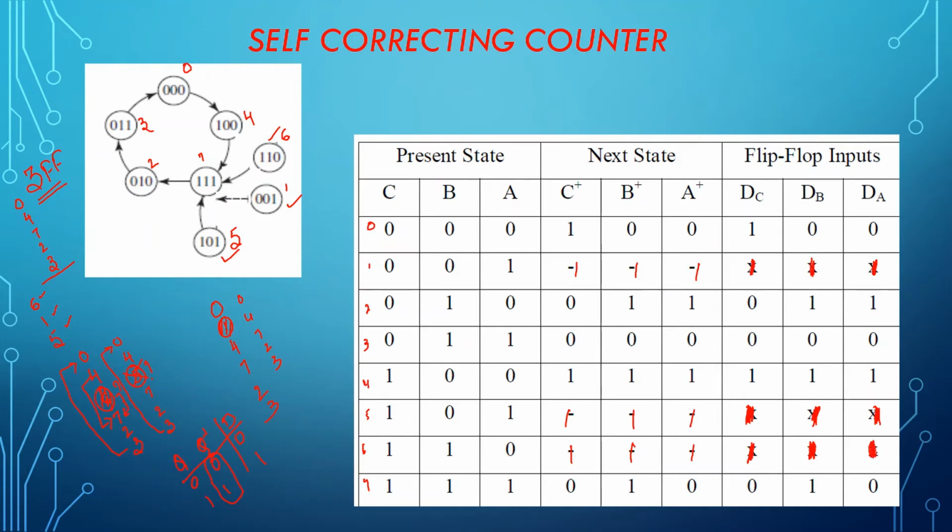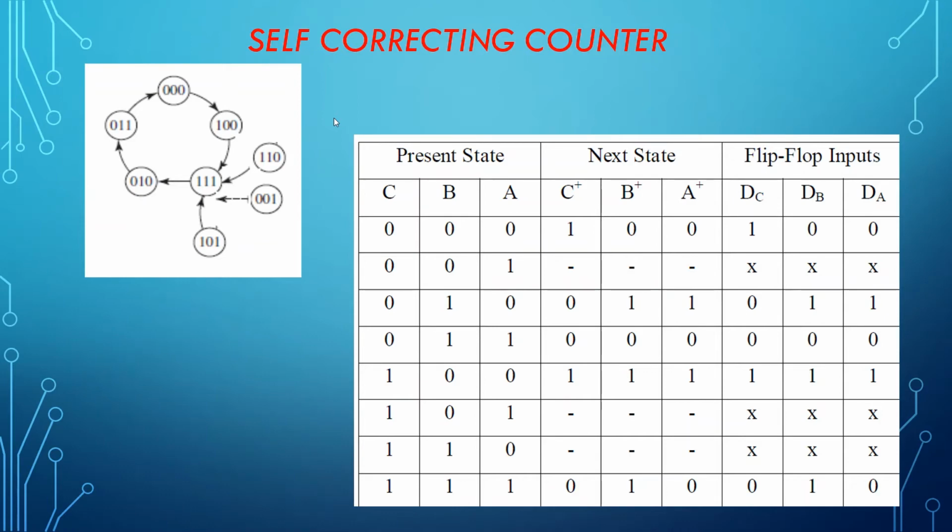So you have the tables, or you have the flip-flop inputs. After that, you need to write the table for DC, right? You need to write a table for DC. So let's just try writing the things. Let's write the K map for DC, DB and DA.